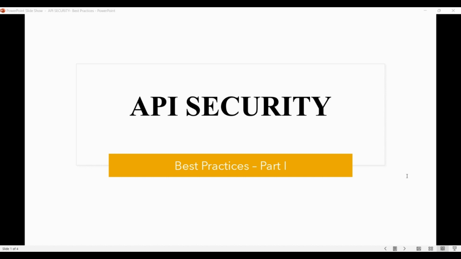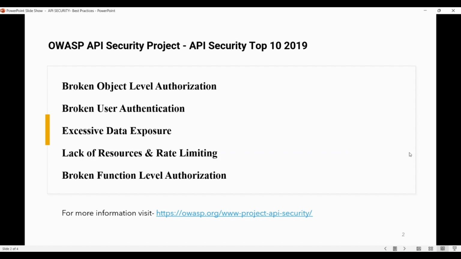So the Open Web Application Security Project's API Security Project offers certain guidelines related to API security. What are those vulnerabilities that have been mentioned in this document? And what are the guidelines related to preventing those vulnerabilities? Let's take a look one by one.